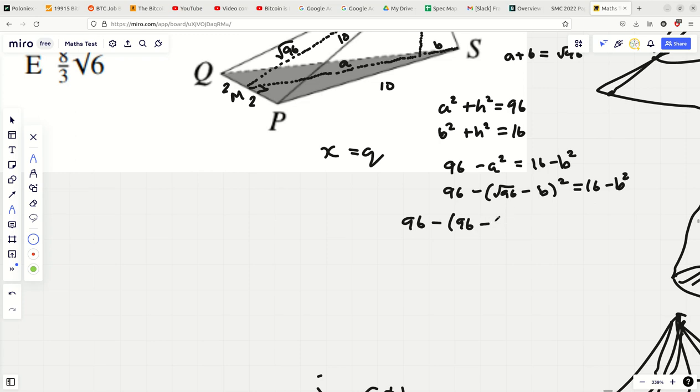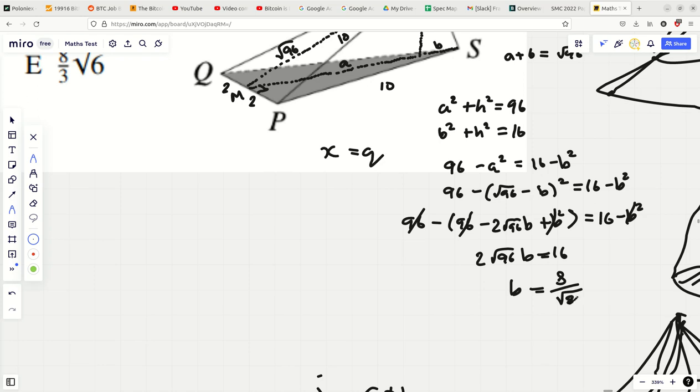You're going to get 2 root 96b plus a b squared, but I'm kind of happy with that because I've got a minus b squared over here, and after I apply the negative, that's going to cancel. That's going to turn into 2 root 96b equals 16. And so divided by 2, 8, b is 8 over root 96 by the look of it. Yeah? Oh, why have I written 89?